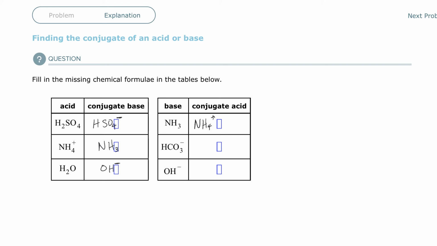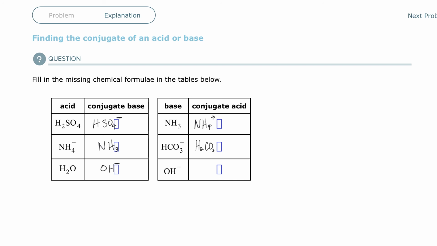All right, so hydrogen carbonate, or bicarbonate, it's a negative. So when I add the positive, it's going to go neutral, and I have to add another hydrogen. So this is going to be H2CO3, which is carbonic acid.